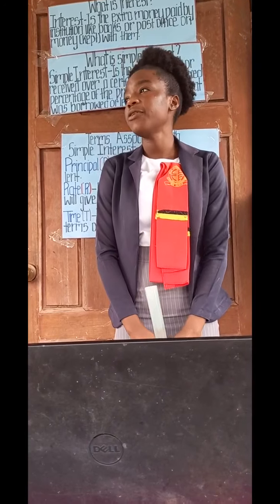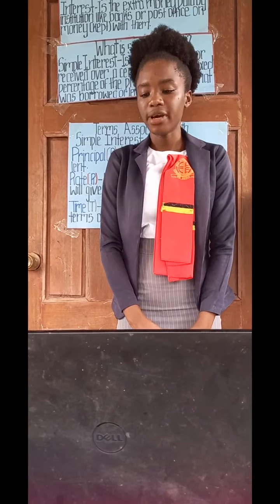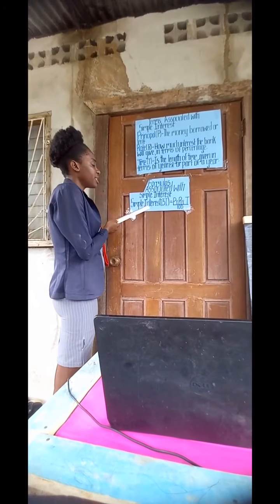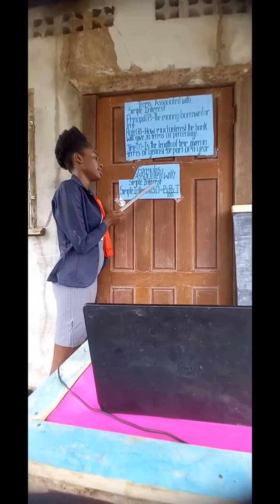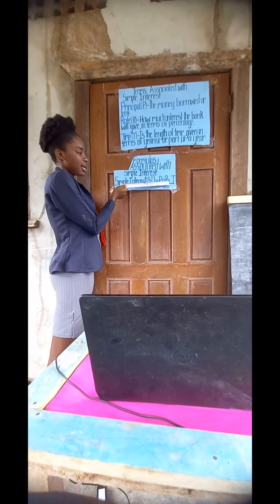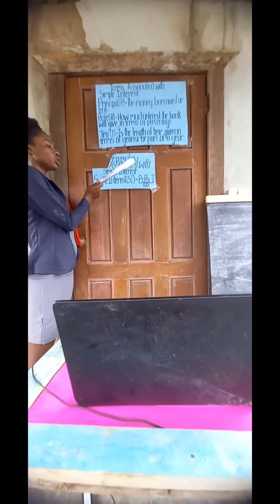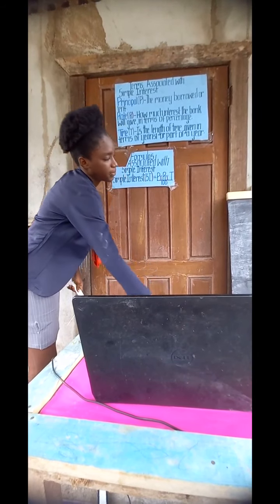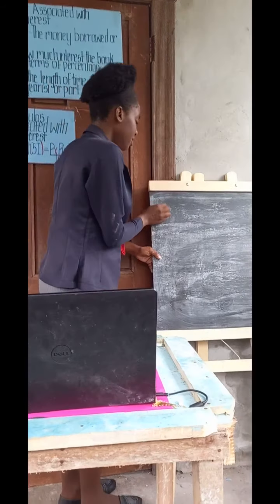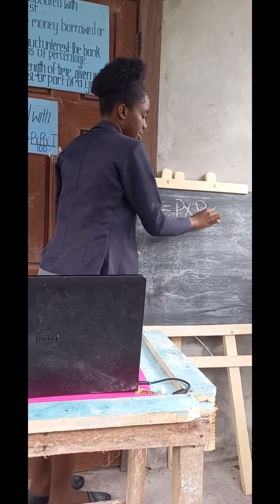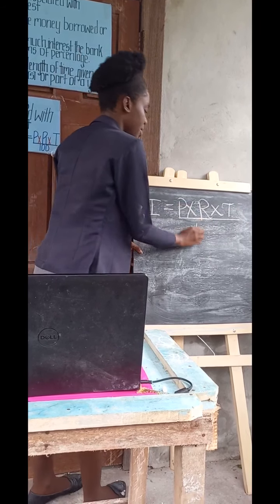Alright, now I'll give you the formula to find simple interest. The formula to calculate simple interest is represented by the letters SI. It's the principal times the rate times the time, divided by 100. Right? So, looking at this formula. Given this formula, simple interest equals principal times rate times time divided by 100.